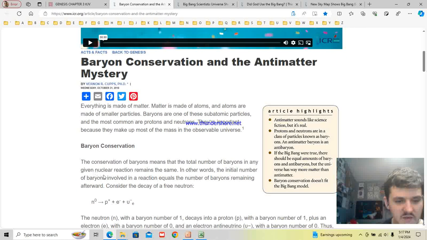The baryon number in any given nuclear reaction remains the same. In other words, the initial number of baryons in the reaction equals the number of baryons remaining afterward. And concerning the decay of a free neutron.